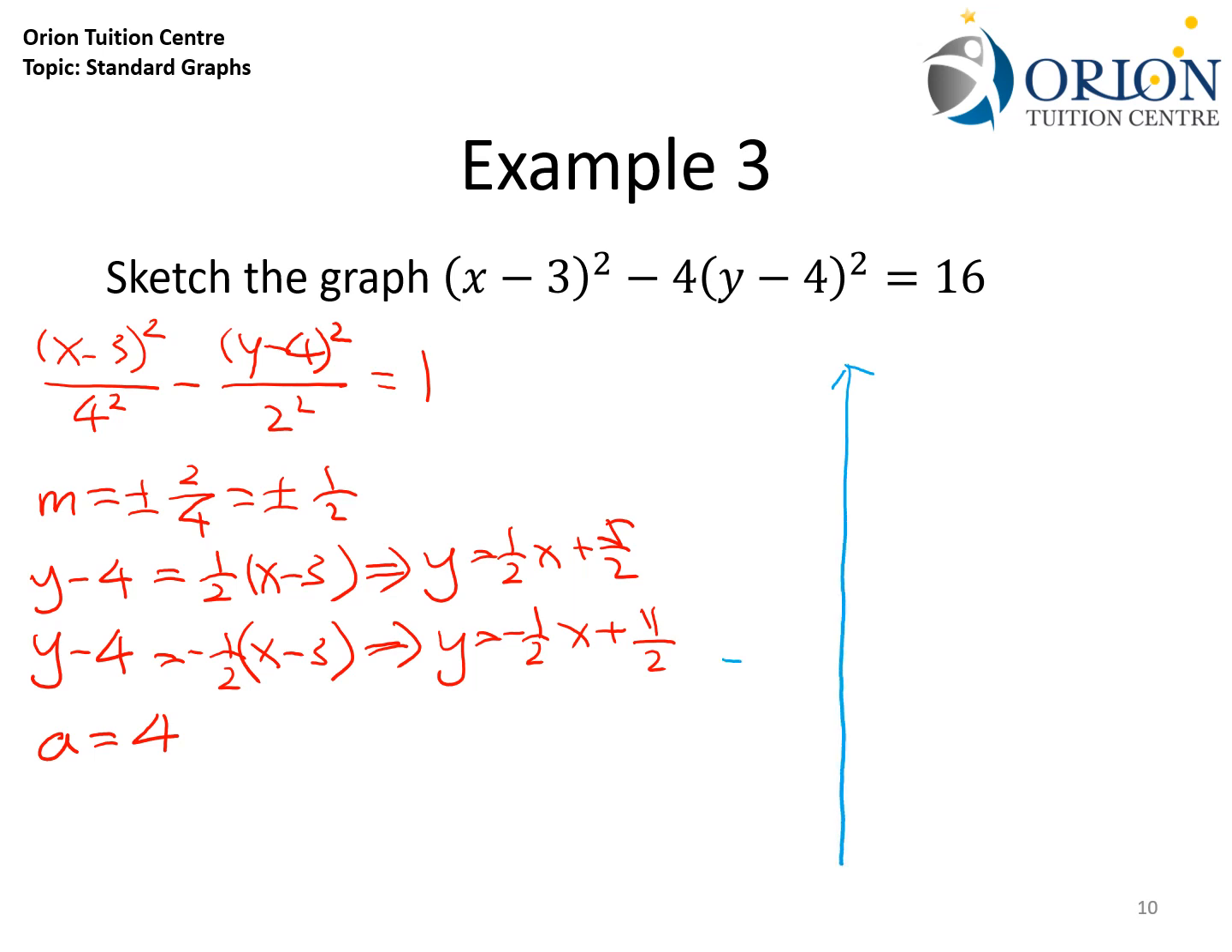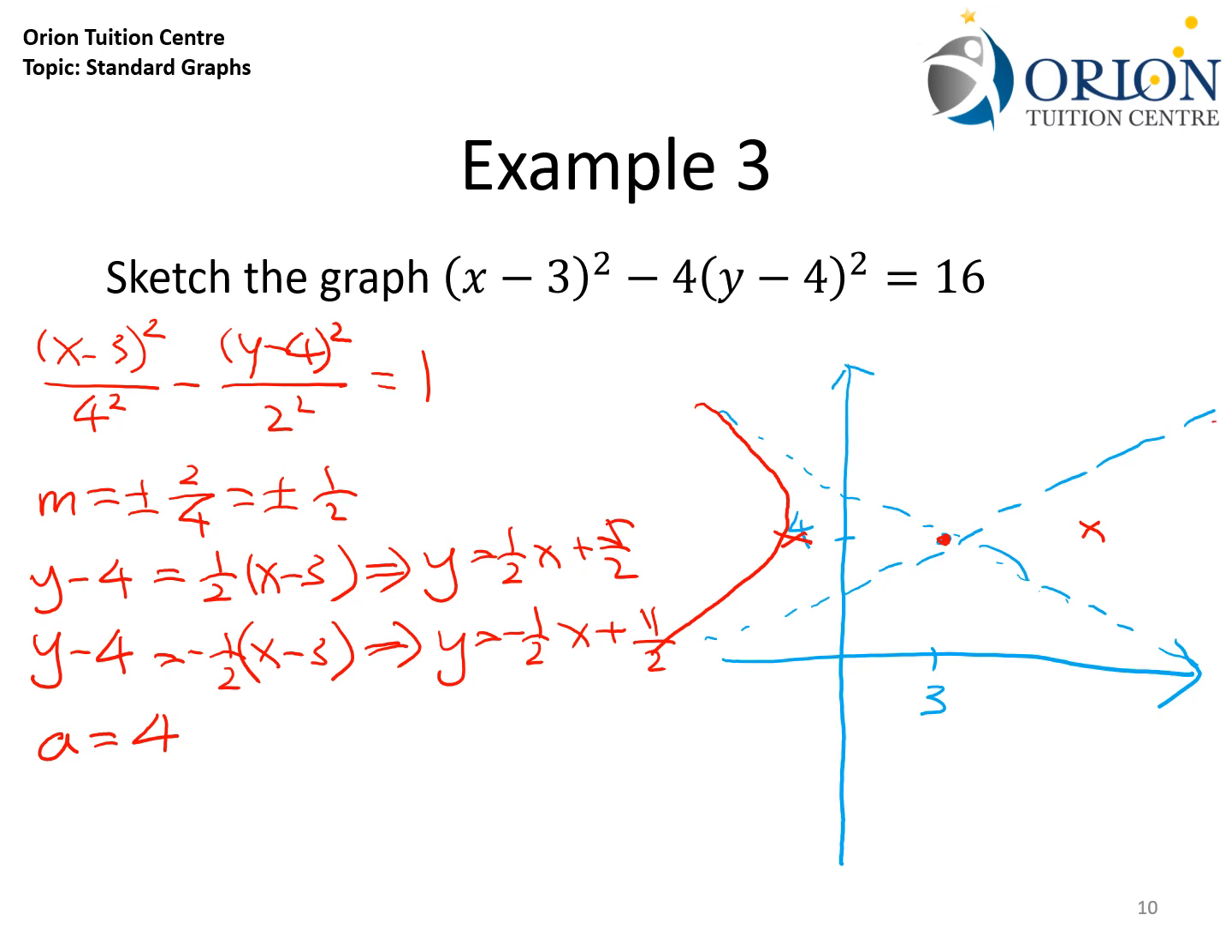So first, let's put in the axes. Next, identify the center of the graph at (3, 4). This is the point where your 2 asymptotes will cut across. Next, we can draw the 2 asymptotes like this and like this. And finally, we know that a equals 4. That means the vertex is going to be 4 units away from the center of the graph, which is going to be here and somewhere here. And therefore, with this, we can sketch the graph to look like this and like this.